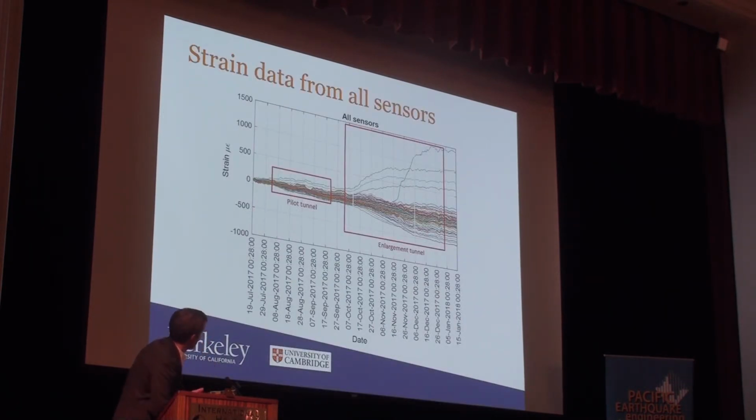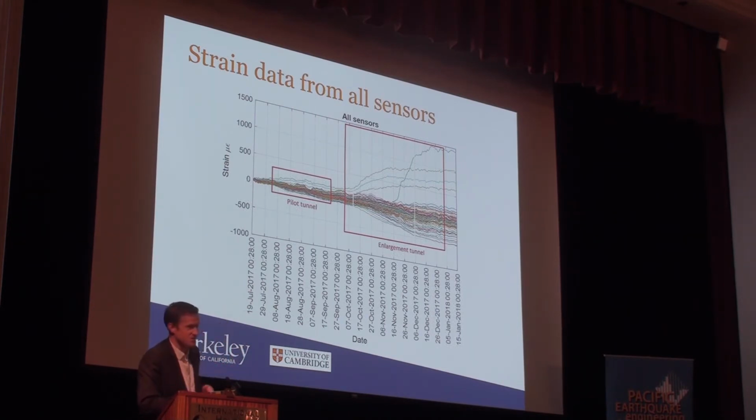So just a quick look at the data. When the first pilot tunnel comes through, this isn't all the data, it's a selection of it. This is plotted over about a year's worth of time. The pilot tunnel comes through and you see some increase in strain throughout the building. In the enlargement tunnel, you see quite a large increase of strain in some places, but all of the data down below is relatively distributed, and that's more or less elastic strain within the building.